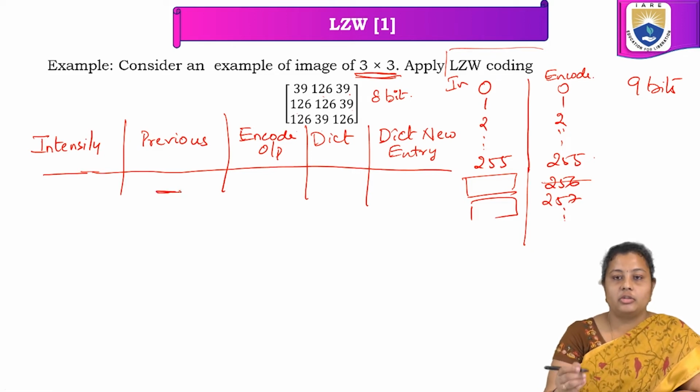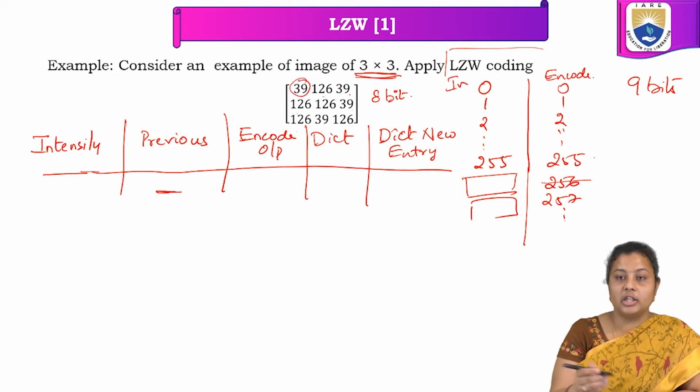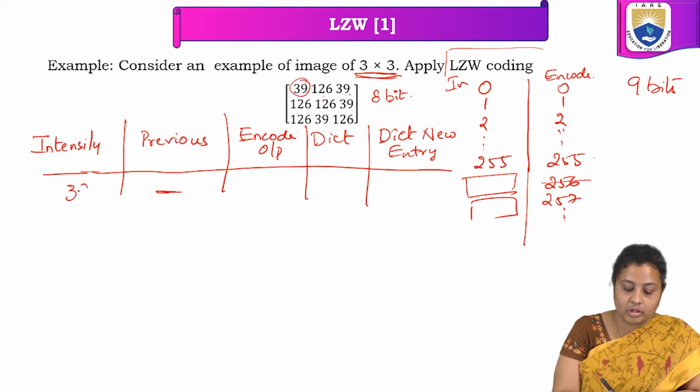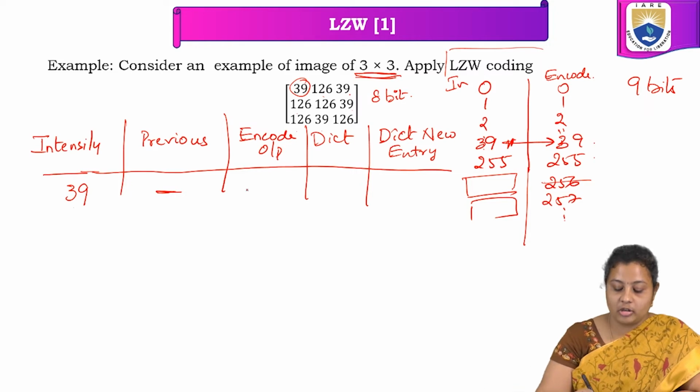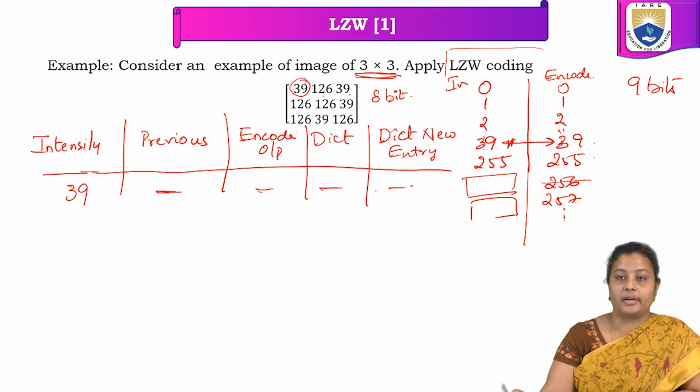Now, in my first case, my previous intensity value will be a hyphen, right? So now I am going to consider my first intensity value, which is 39. As we see from our dictionary, the 39 intensity value is already existing, which is coded as 39, right? So we need not do any operations here. We are going to just leave it blank, right?